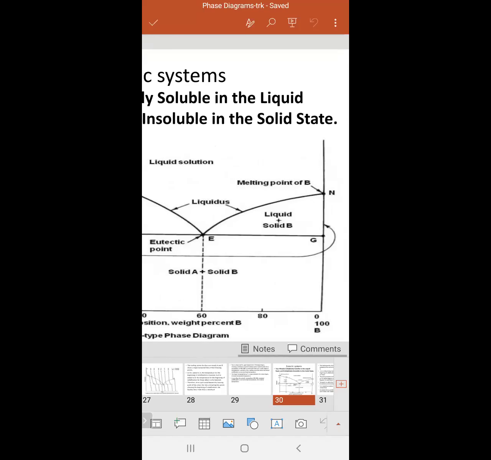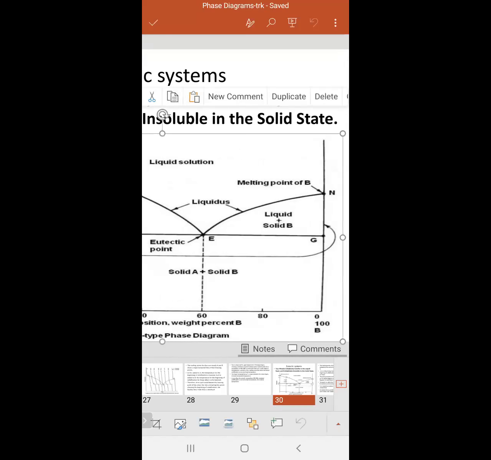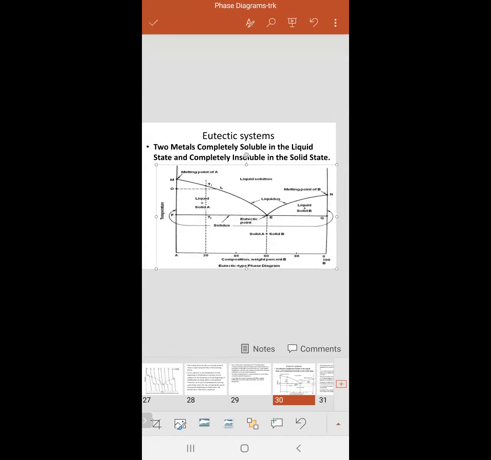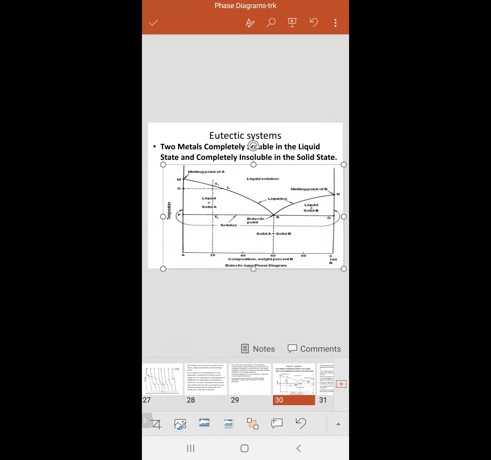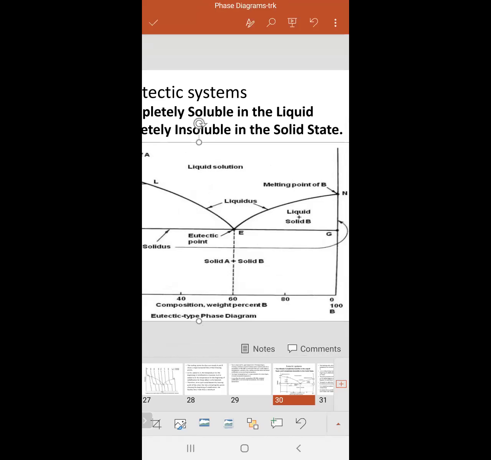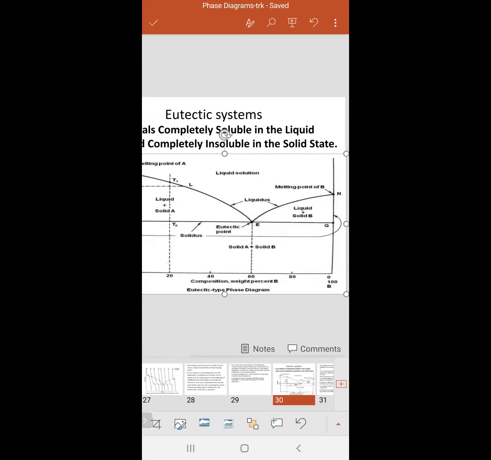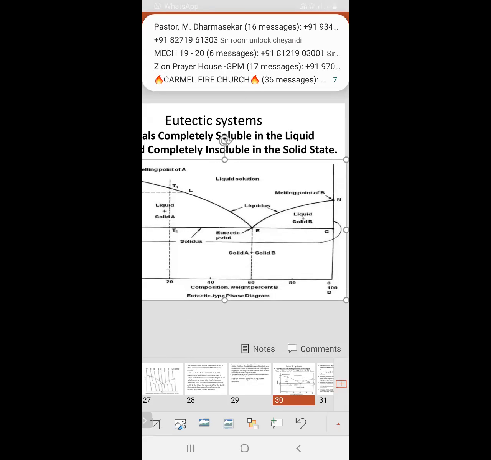In the same way, if you draw the melting point of B side also, on this B metal side, at the start we will get T2, suppose. Then it reaches and touches the eutectic temperature line, Te. When it crosses the eutectic point, you will get solid B. At the eutectic point, that is solid A plus solid B. This is the eutectic mixture. It may be called a eutectic mixture.